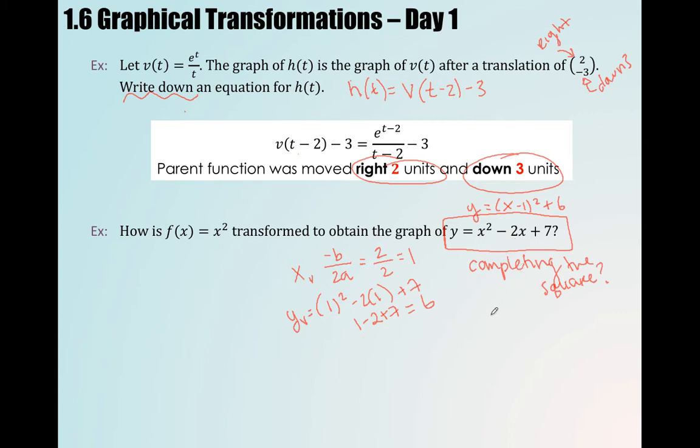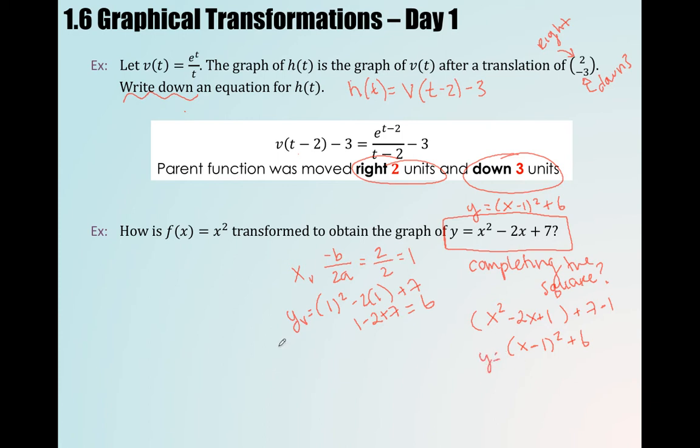I could also do completing the square. Should I show you that? x squared minus 2x plus 7. I would have to be adding 1 here, so I'm going to have to subtract 1. And then if I factor this, my purpose was to get it as a perfect square: x minus 1 squared plus 6. Whoa, same thing.